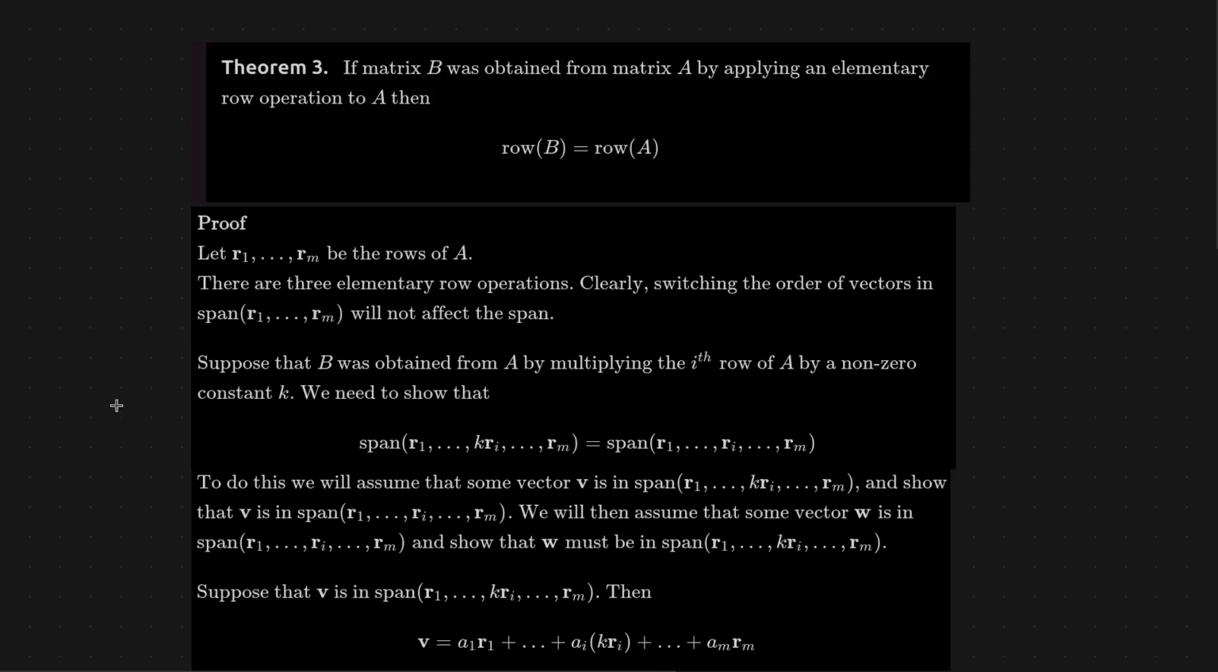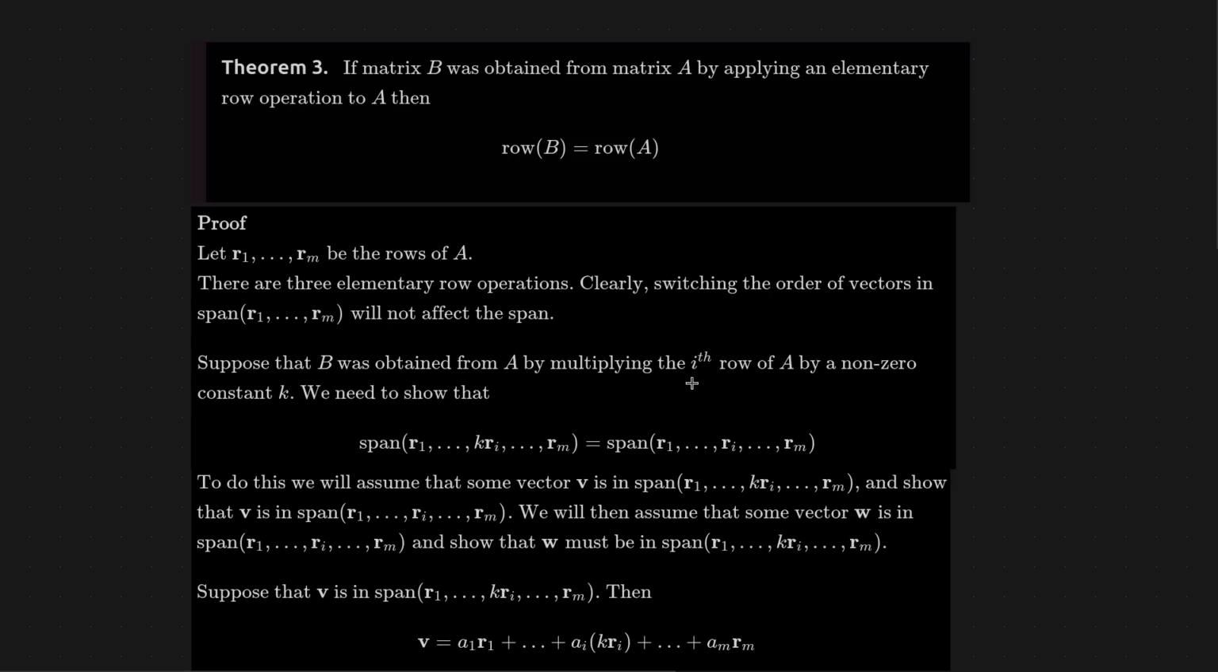We're going to prove the following important theorem on row spaces. So say we have two matrices, matrix A and matrix B. And suppose matrix B was obtained from matrix A by applying one elementary row operation to A. Now, in that case, the row space of the two matrices is actually the same. The span of the rows in B will be the same as the span of the row vectors in A.